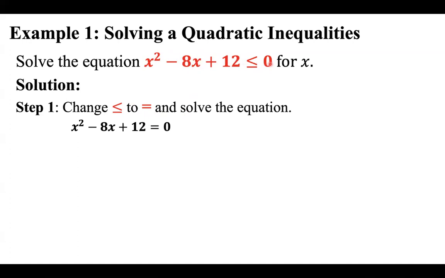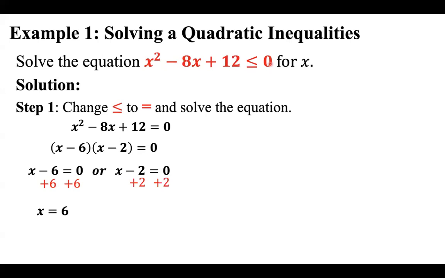Now, we know how to solve a quadratic equation. This problem factors into x minus 6 and x minus 2 is equal to 0. Well, if I set each factor equal to 0 and add 6, add 2 to both ends, you get x equals 6 and x equals 2. Now, what does that tell me? Well, those are the x values that make it equal to 0. So if I were to graph the function, it would cross the x-axis at x equals 2 and at x equals 6.